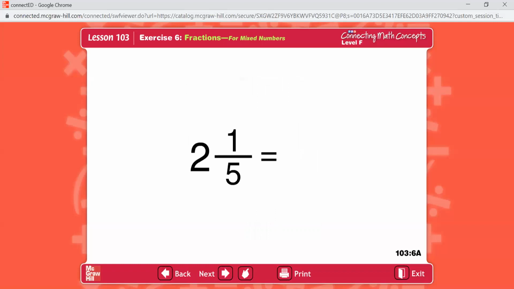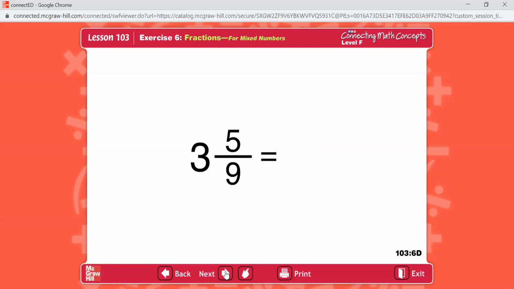You'll write the denominator of the fraction. Our denominator for this fraction is 5. Now you multiply and add. You multiply 5 times 2, then add 1. 5 times 2 equals 10, plus 1 is 11. That is the quick way. This fraction, 2 and 1/5, equals 11/5.